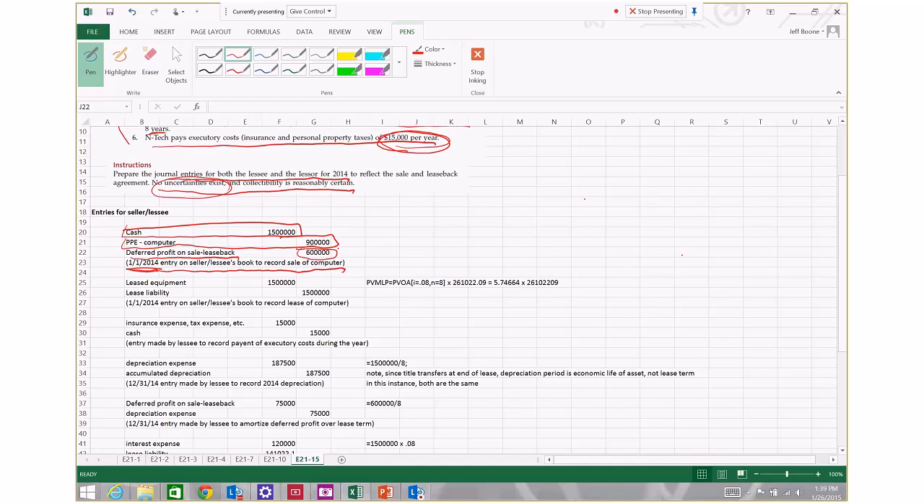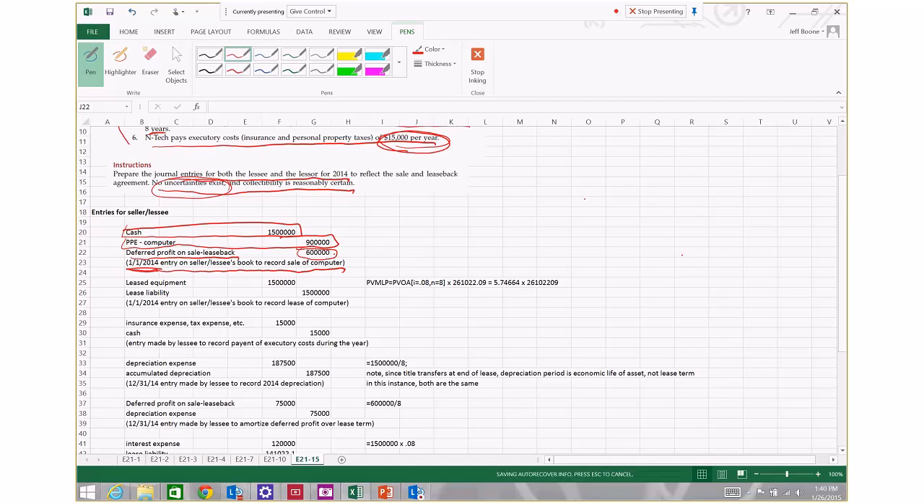In sales leaseback transactions, any gain experienced on the sale portion of the transaction is not immediately recognized by the selling entity, but rather is deferred. And it's going to be amortized over the lease term of the leaseback, as we'll see in just a second.